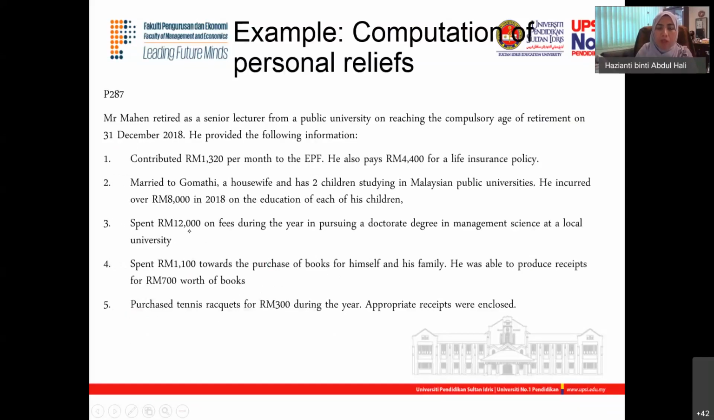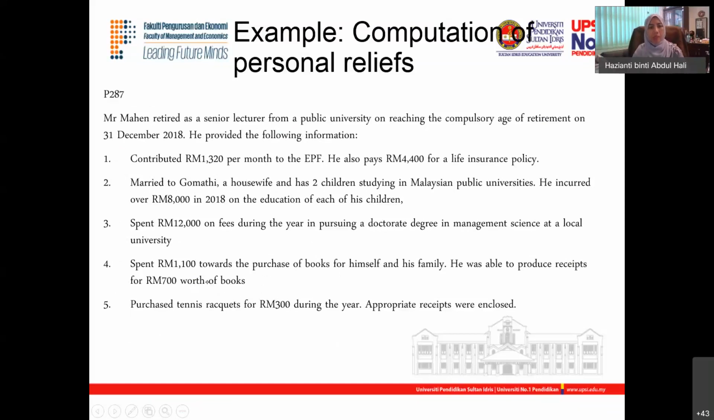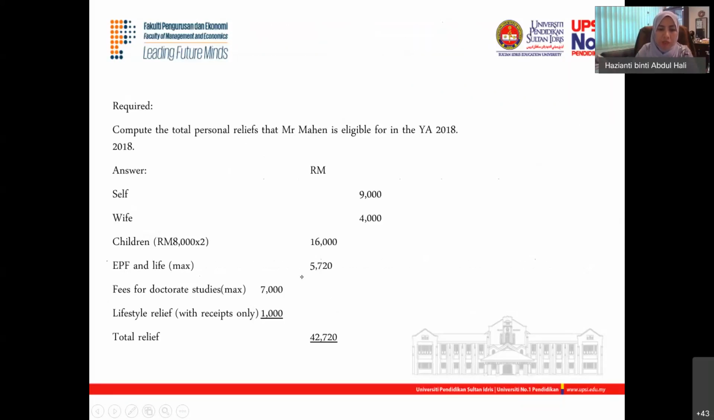Alright, fees for doctorate studies, walaupun fees dia 12,000, the maximum that he can claim is only 7,000. Alright, and then the lifestyle relief, dia beli buku 1,100 dengan tennis racket 300 which is equivalent to 1,400, tapi receipt dia untuk buku 700 je. Racket ada receipt. So remember whatever relief that you want to claim mesti ada evidence. So yang ada receipt je boleh tolak, 700 plus 300 that will give us 1,000. So this is the total relief for Mr. Mahen. Right, so if you have the question untuk Mr. Mahen tu, you can continue lah. Sebab Mr. Mahen hari tu kita buat sampai total income je tak ada relief.